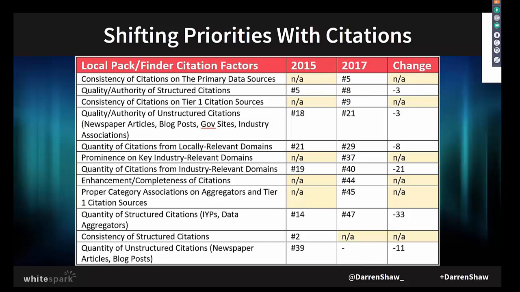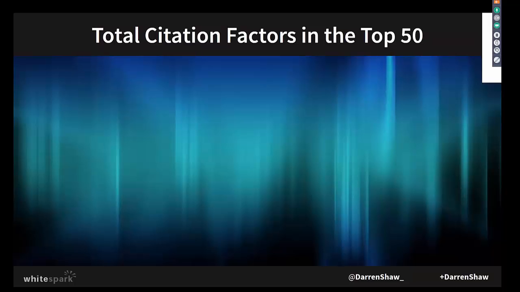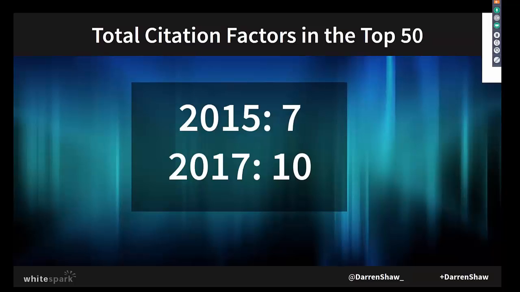The reason I bring this up is because you might have seen a drop in citations overall, but they're still extremely important. They're still a very important foundational factor. If you don't get the citations right on the primary data sources and the tier 1 sources and even the tier 2 sources, you're going to have a hard time ranking. So don't let that drop in citations make you think, well, I don't need to worry about citations, I need to focus everything on links. You still need them. They're just not the competitive difference maker. You get them so that you have the chance to rank. And because of all the shifting, there were 7 factors that were citation related in 2015 that made the top 50.